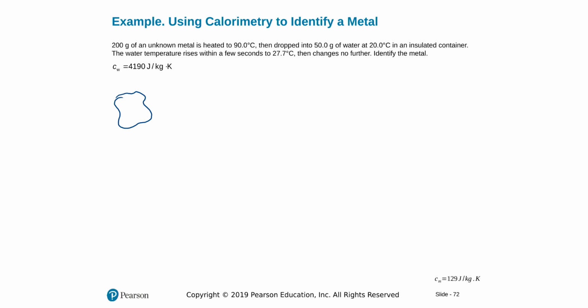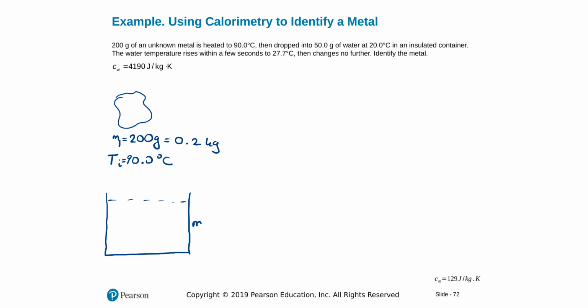Let's visualize it. Its mass is 200 grams. Let's call this M1 actually. Divide by 1,000, it will be 0.2 kilogram. And it's heated to an initial temperature of 90.0 centigrade degree, and we drop this guy into water.